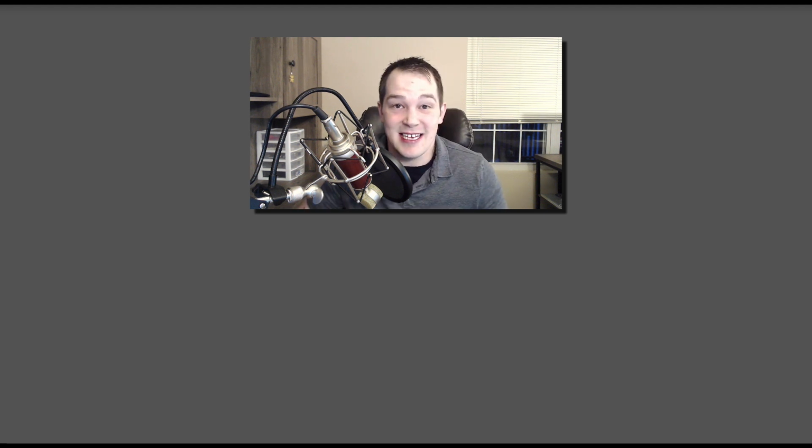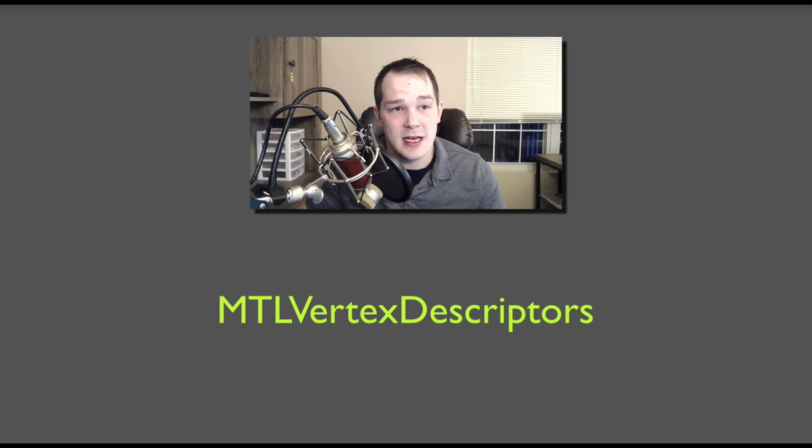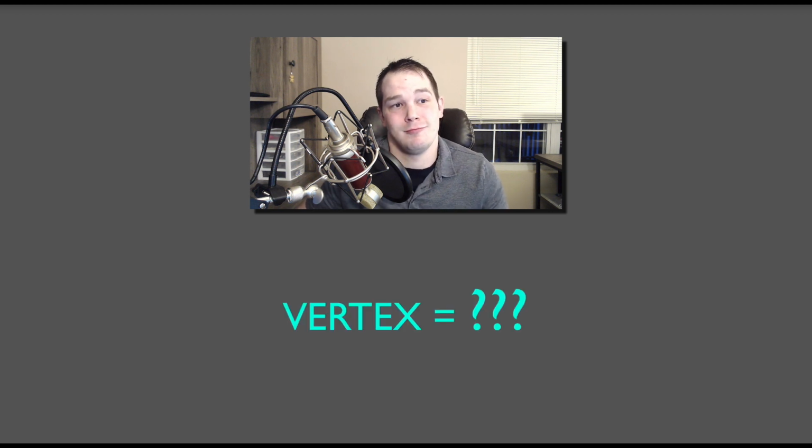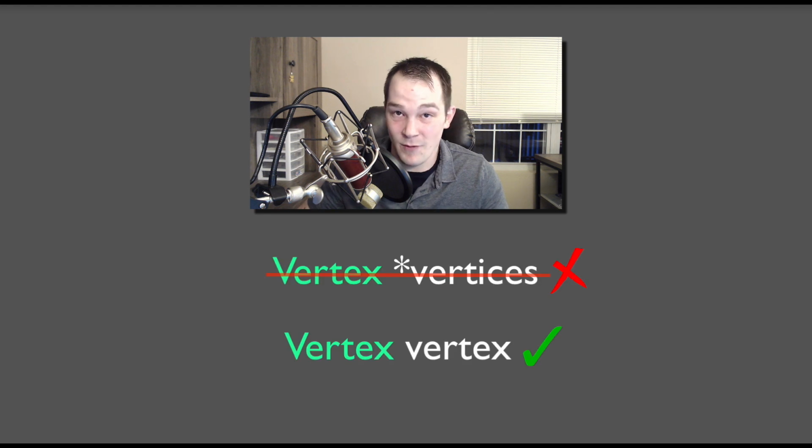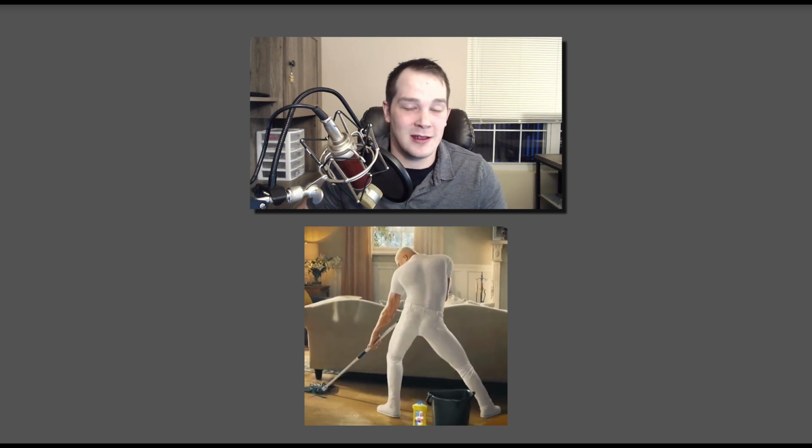Today we're going to be discussing MTL vertex descriptors and how to describe your vertex. What does that mean? That means that we want Swift and Metal to both understand what a vertex is. That way we don't need to pass in an array of vertices and call vertex ID. And we're going to be cleaning up code and making it look a little bit prettier.